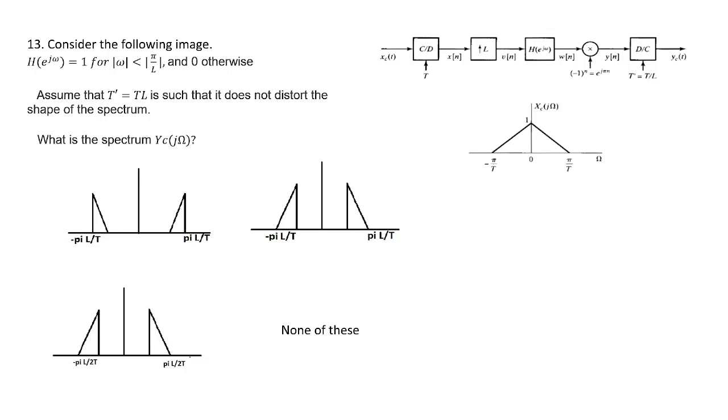Okay, let us move to question number 13. You see, a continuous time signal is sampled at a sampling rate of T, then it's being upsampled, goes through a filter, then we multiply it with e to the power j pi n, and that results into a sequence yn, then you get back the output continuous time signal yc(t). You are supposed to find the spectrum of Yc(j omega). Now the input spectrum of xc(t) is given in the analog frequency domain.